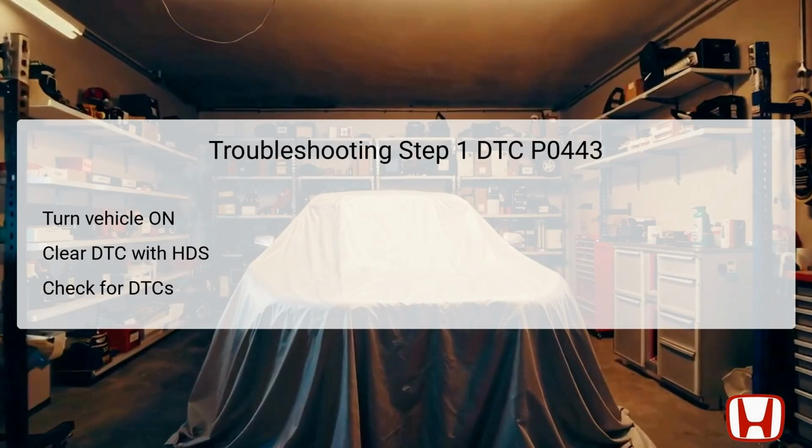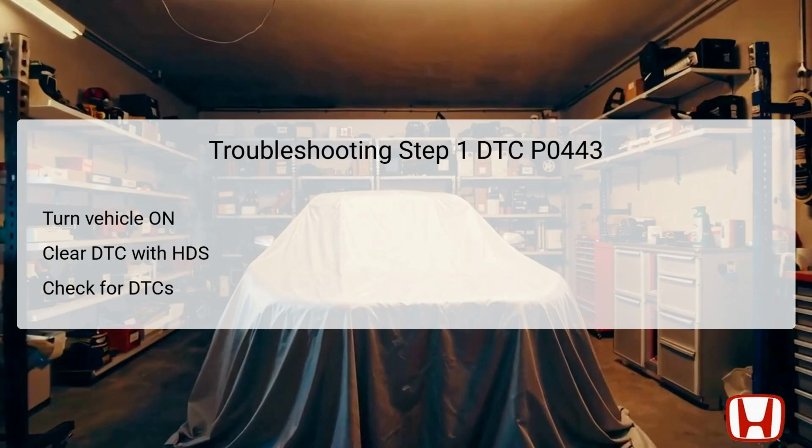The first troubleshooting step involves verifying the problem by turning the vehicle to the on mode. The Honda Diagnostic System, HDS, is then used to clear any existing DTCs from the vehicle memory. Following this, the engine is started and held at 3,000 RPM without load until the radiator fan activates. Then, it is allowed to idle. This procedure helps to regenerate normal operating conditions.